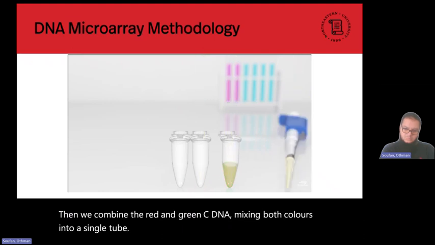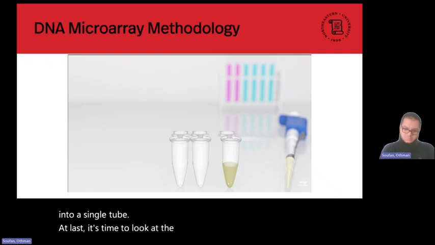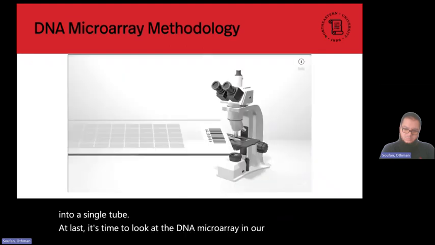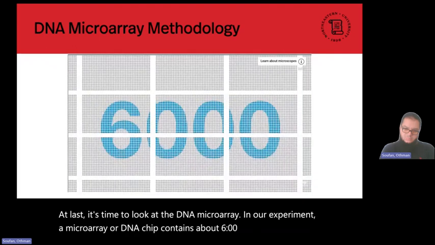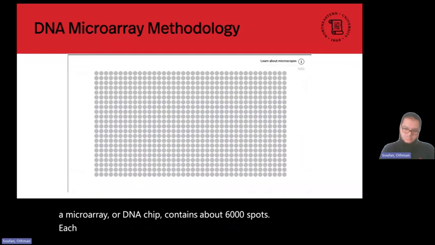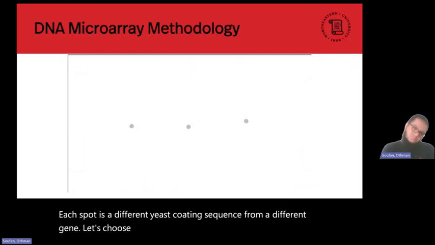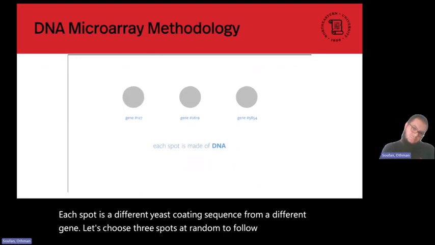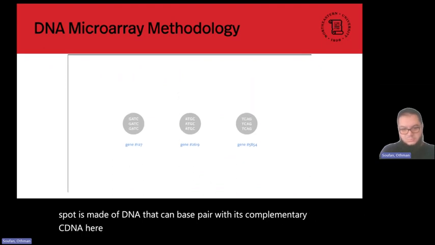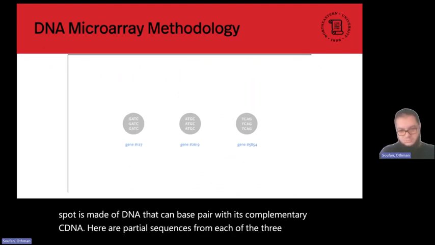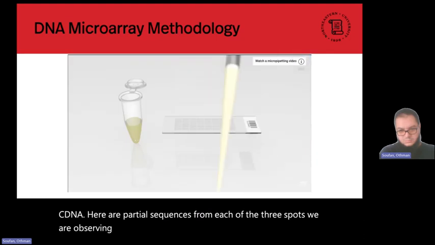At last, it's time to look at the DNA microarray. In our experiment, a microarray or DNA chip contains about 6,000 spots. Each spot is a different yeast coding sequence from a different gene. Let's choose 3 spots at random to follow in detail. Each spot is made of DNA that can base pair with its complementary cDNA. Here are partial sequences from each of the 3 spots we are observing. Now, let's incubate the mixed cDNA with the DNA chip.